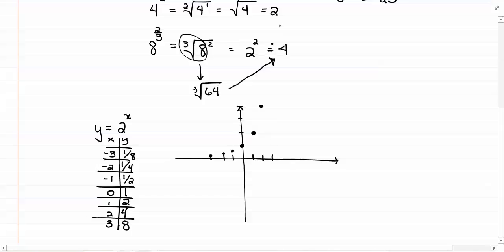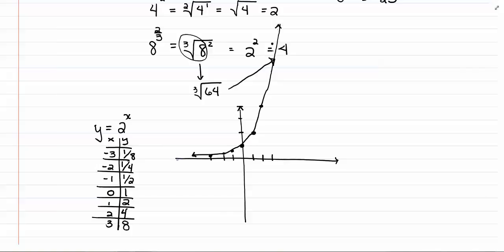So this is going to come in looking a bit like a hockey stick. And this hockey stick has a horizontal asymptote sitting right here at y equals 0.